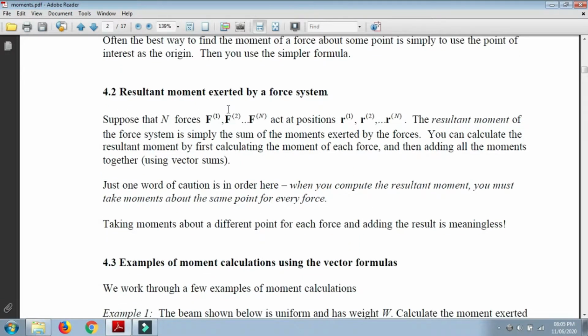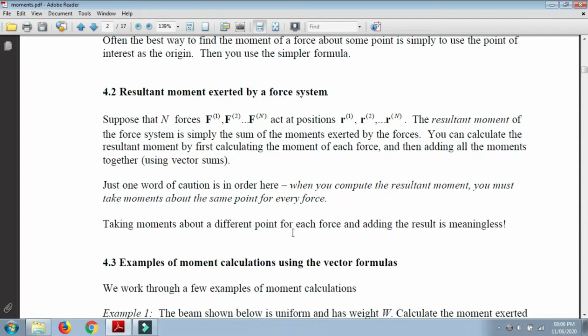Resultant moment exerted by a force system. If you want a resultant moment, you need position vectors R1, R2, till Rn, and forces F1, F2, F3, F4, till Fn. The resultant moment of the force system is simply the sum of the moments exerted by the forces. You can have an infinite number of forces. You can calculate the resultant moment by calculating the moment of each force and then adding all the moments together. When you compute the resultant moment, you must take moments about the same point for every force.